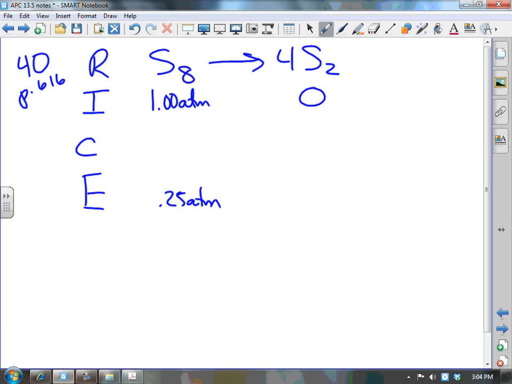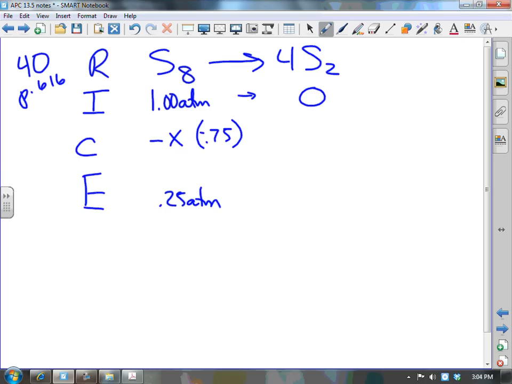A couple of things we realize here. One, there are no products in the beginning, so it has to shift right. We'd expect that to happen. Second thing we notice here, we had a decrease, so we're expecting the S8 lost X. Now we can do one better than that. We know that amount of X is 0.75 atmospheres.